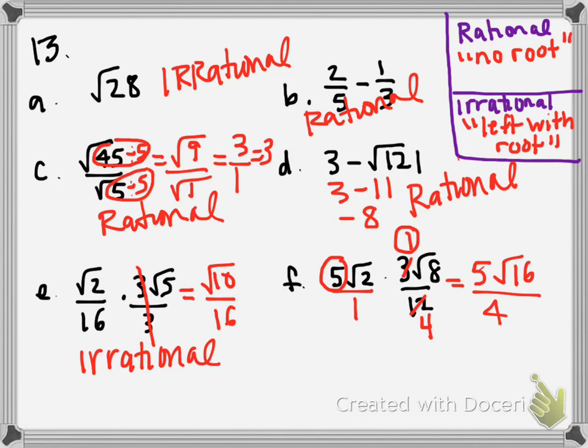Square root of 16 is actually 4, so this is 5 times 4 over 4. 4 divided by 4 crosses out because that's just 1, so you're left with just 5. So this would be rational. There's no root. 5 is a whole number.